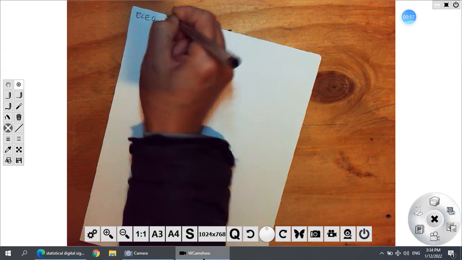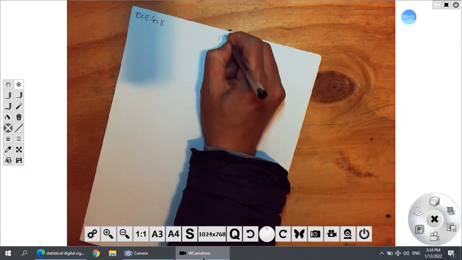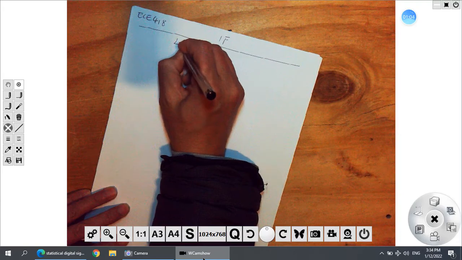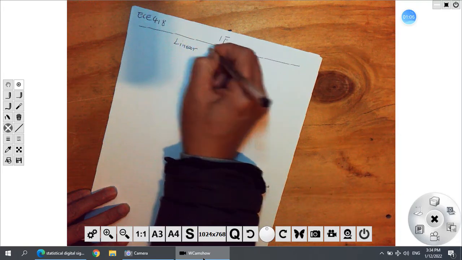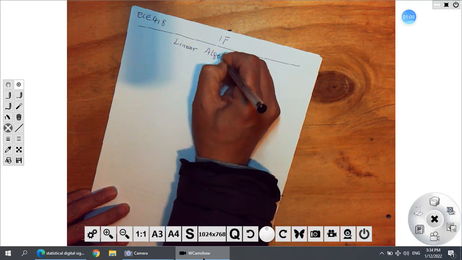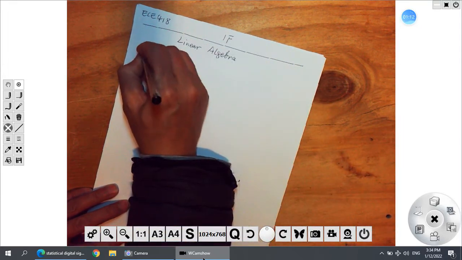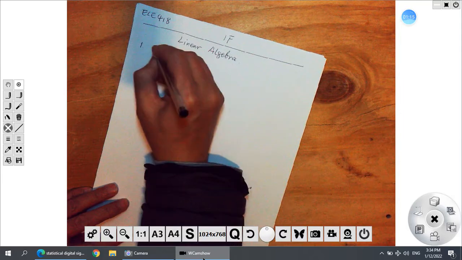ECE418. This is the first week, Friday's class. The topic is linear algebra. The first thing here, we will learn what a vector is.